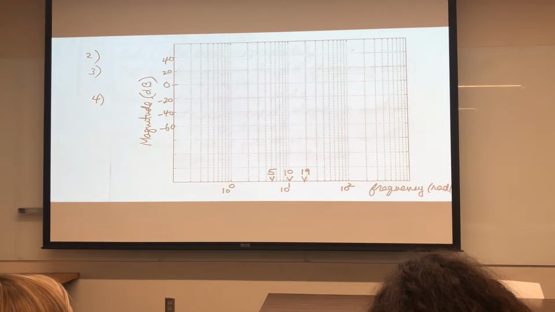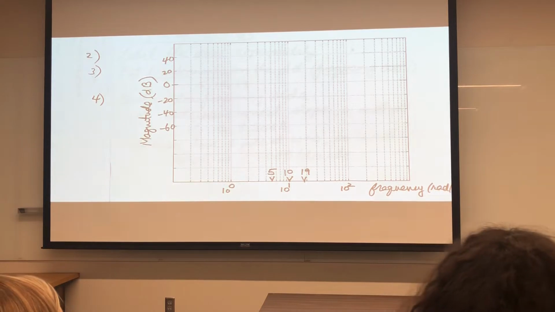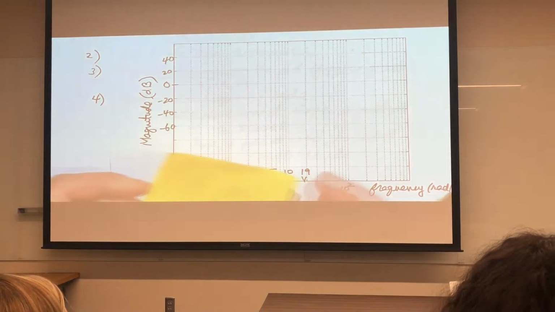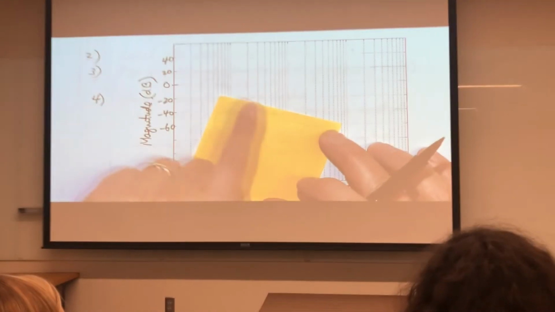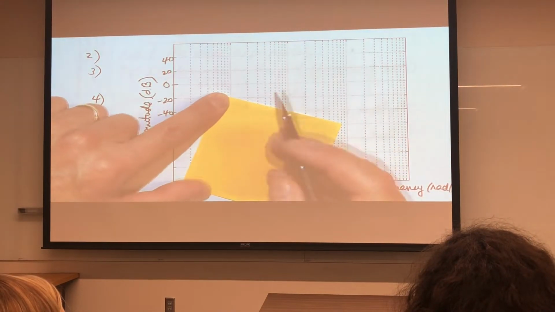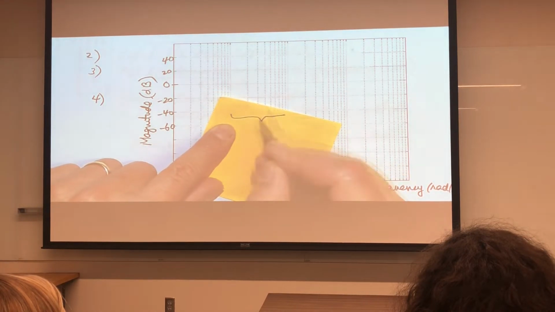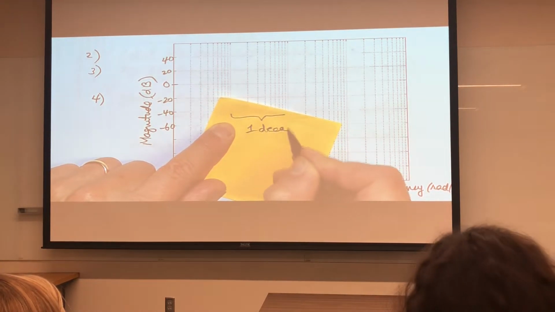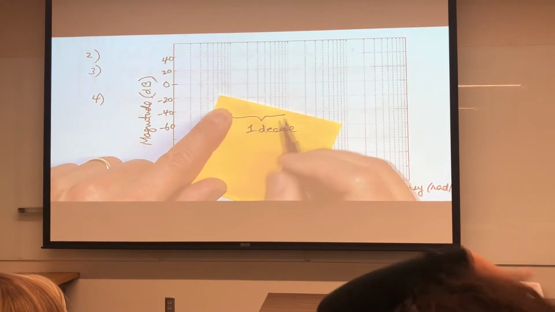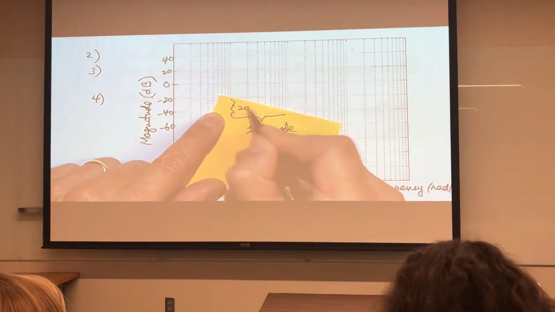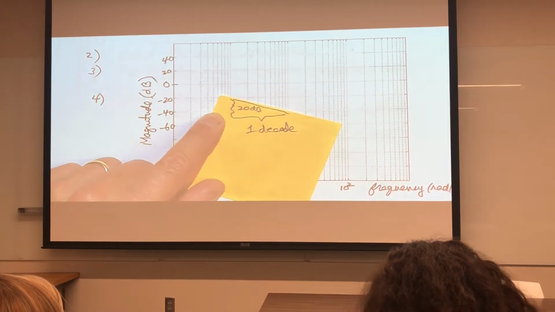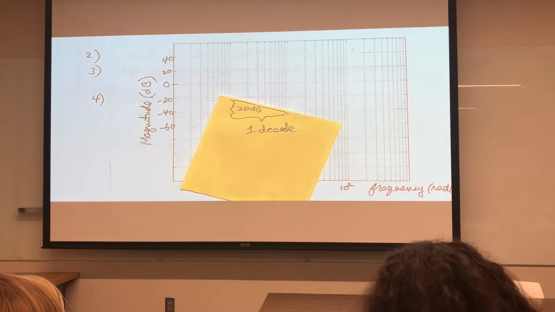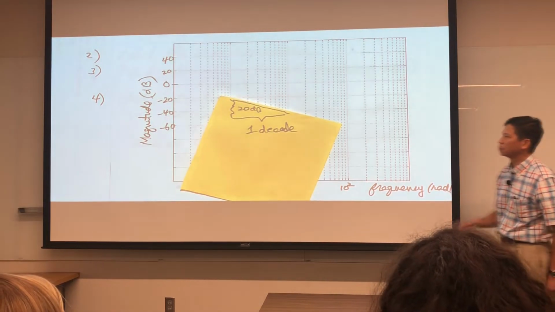So negative 20 dB per decade, let me get a straight edge. This might be a straight edge. It will look something like this. Okay? In 1 decade, which is from here to here, I need to go down 20 dB. So it's this line. Okay, that's what I need to plot. I need to plot a line of that slope.